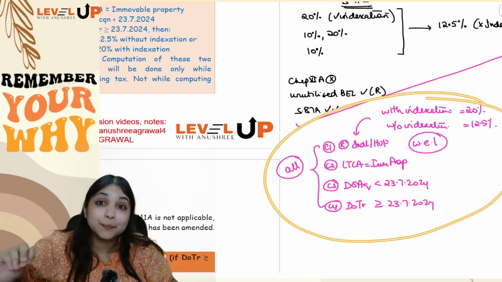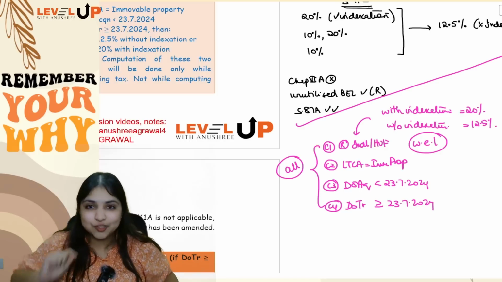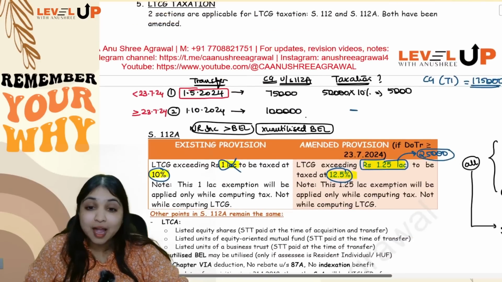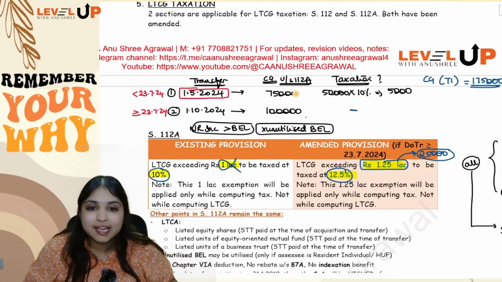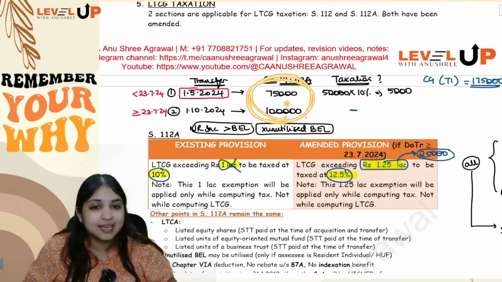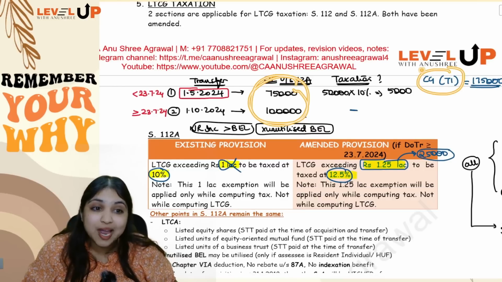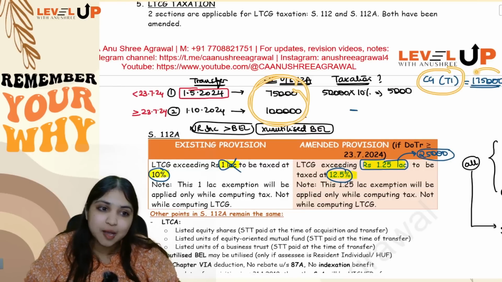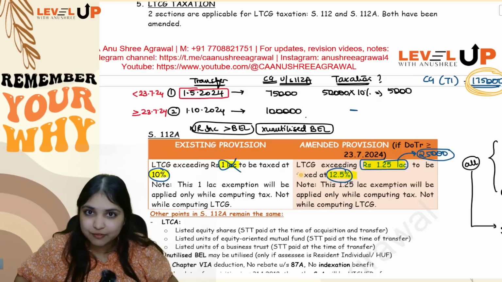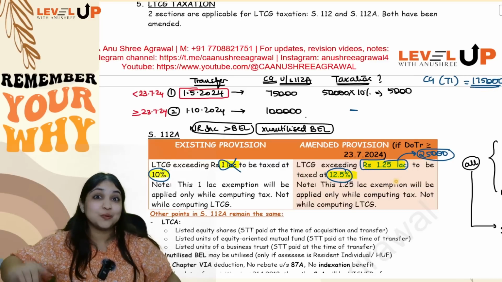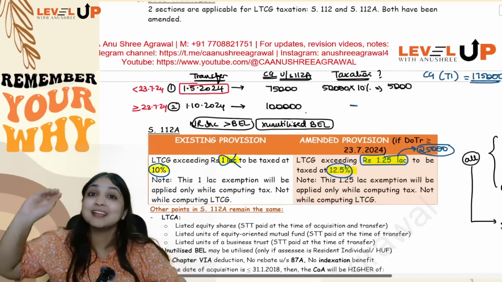Only while computing tax. So which means, see, in 112A, what did I tell you? I told you in 112A, even if the capital gains, like in this case, total capital gains is 1,75,000, how much capital gain will form a part of the total income? Full 1,75,000 will form a part of the total income. You will think about the 1,25,000 exemption only when you compute tax.